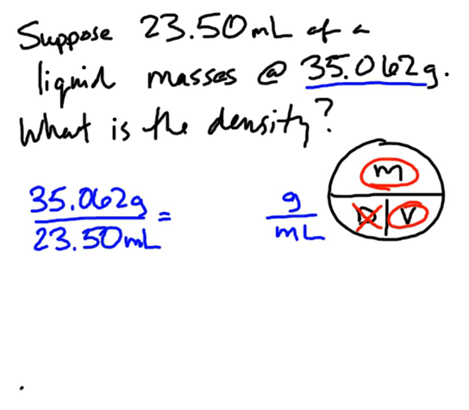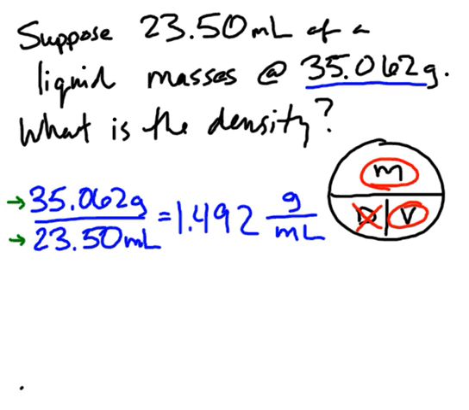Okay? So, go ahead and do the division real quick on your calculator. What you should get is 1.492 grams per milliliter. Now, don't forget, because we are dealing with two different measurements, that's a measurement and this is a measurement.